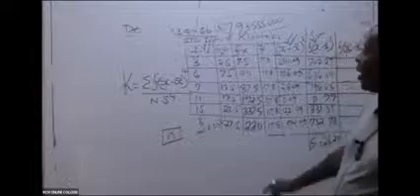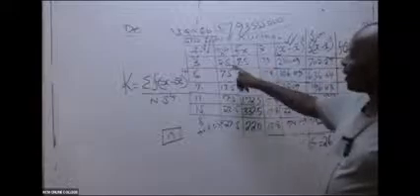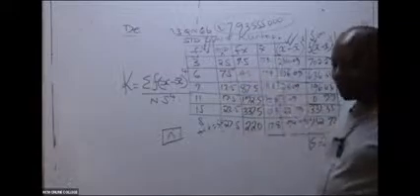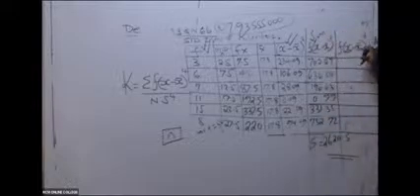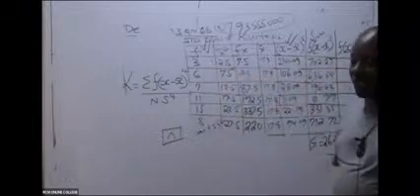Remember, what are we doing? We are taking this x minus x bar, the first one, this minus this. Whatever answer we get, we raise to power 4, equals. Whatever answer we get after that, we multiply with this frequency. The frequency here is 3.